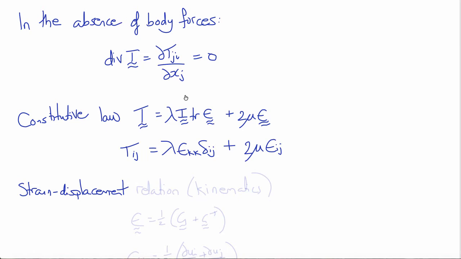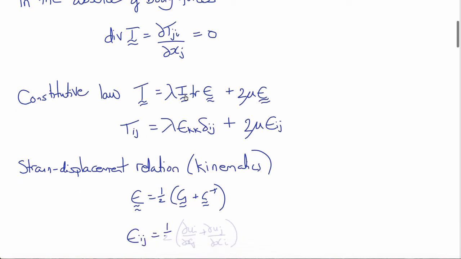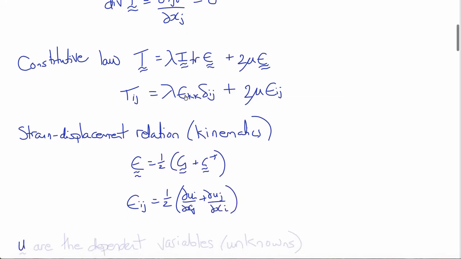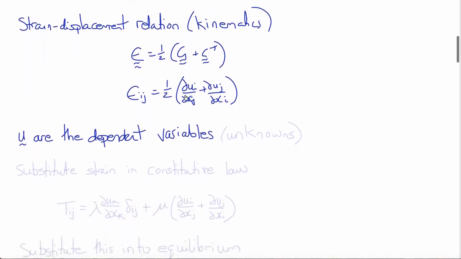And then the strain displacement relation, namely the kinematic equations that define the Cauchy strain tensor, is epsilon equals 1/2 (g plus g transpose), where g is the displacement gradient tensor, or in index notation, epsilon ij equals 1/2 (del ui del xj plus del uj del xi). So the unknowns in this problem are the displacement components u, which are the dependent variables.